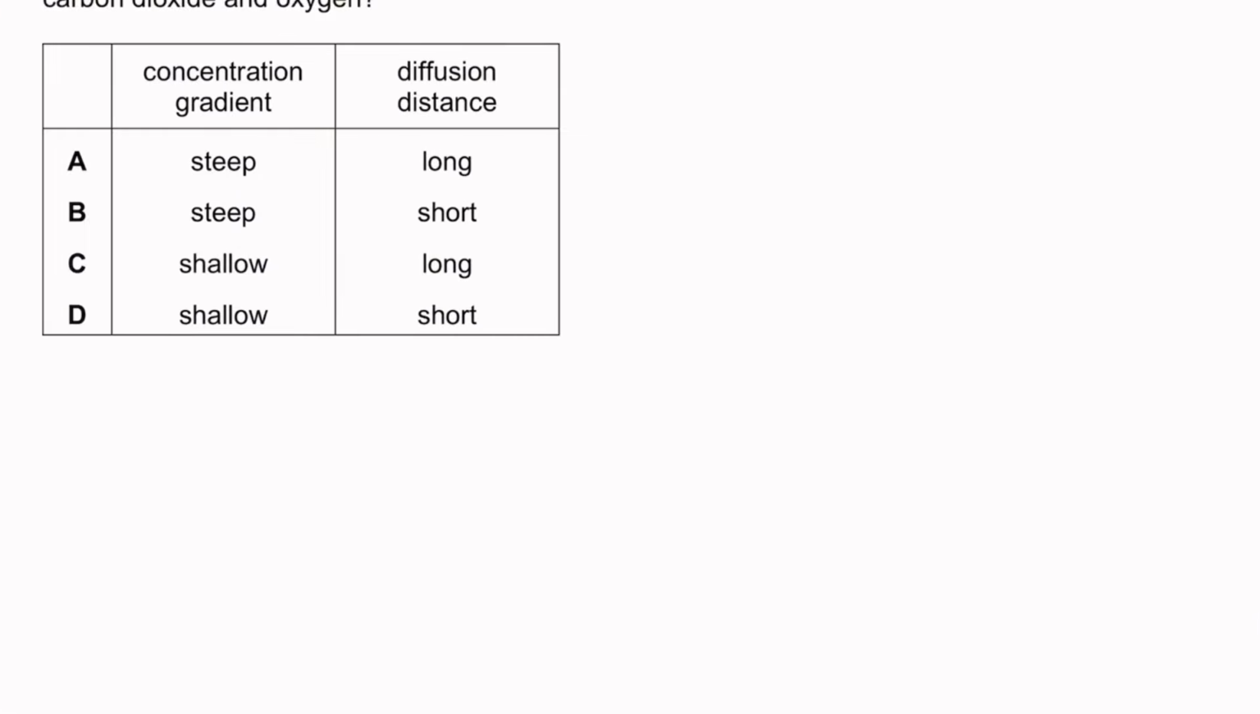Which row shows the features of gas exchange surface that increase diffusion of carbon dioxide and oxygen? Concentration gradient should be steep to increase the diffusion. Diffusion distance should be short. Okay, so it's just a basic question about diffusion, steep and short.